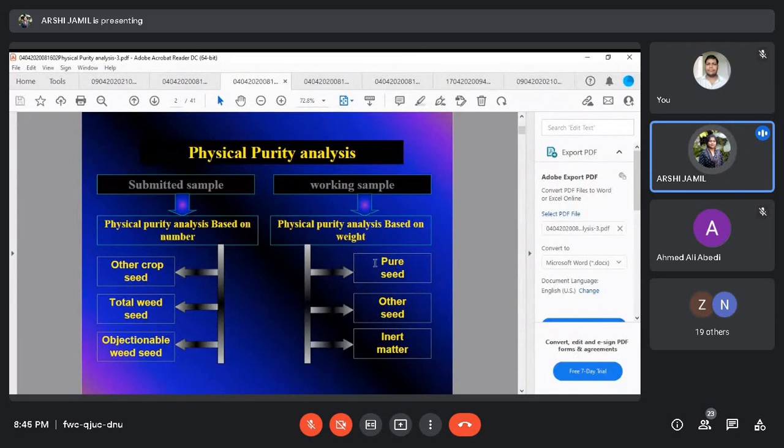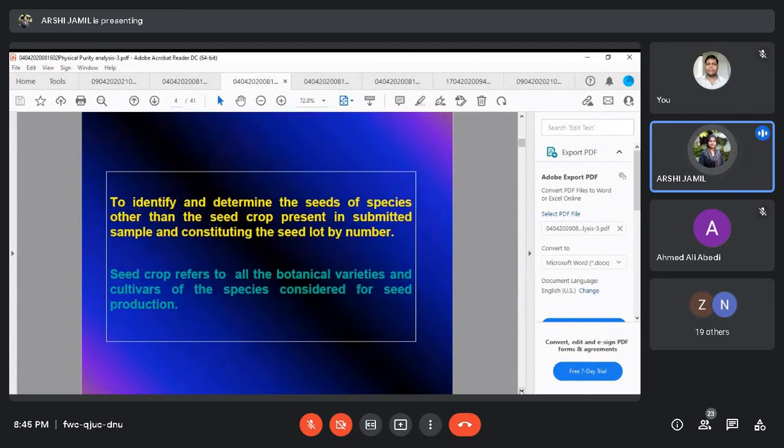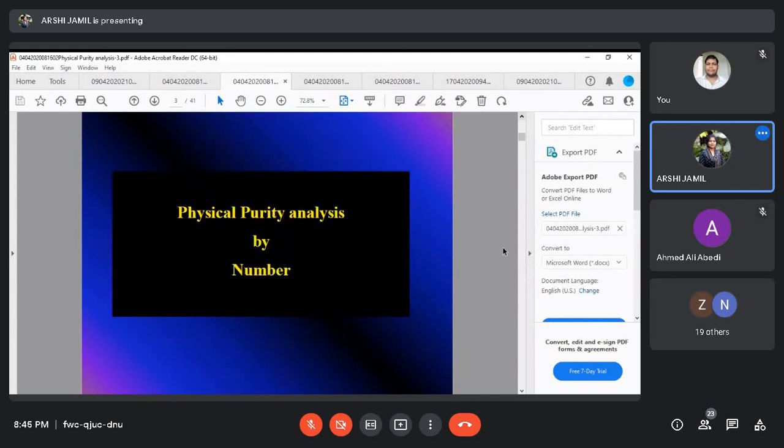Then based on weight: the weight of pure seeds, the weight of other seeds, and the weight of other inert material. Now in detail, the physical purity analysis by number is to identify and determine the seeds of species other than the seed crop present in the submitted sample and constituting the seed lot, by number. So here you see how many other seeds are present. OK.